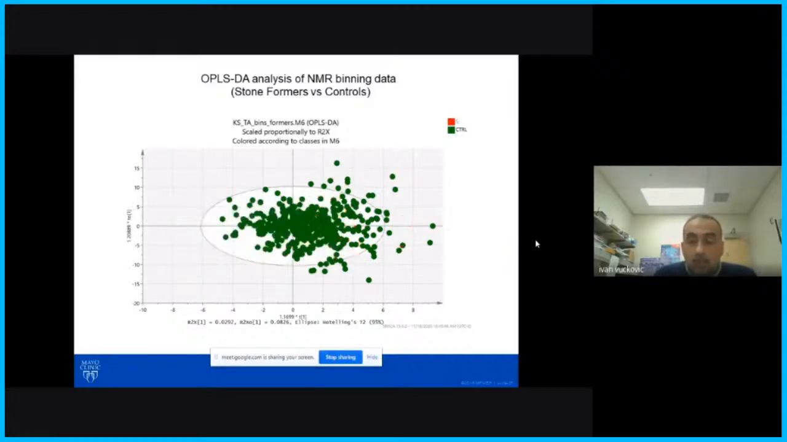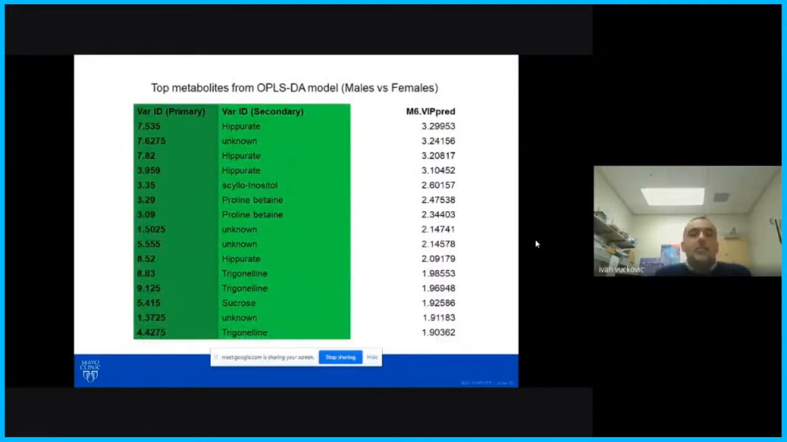From this model, we can extract those bins that are responsible for separation between these two groups. And as I mentioned before, we can immediately associate these bins with metabolites, because we defined these bins to fit the peaks of specific metabolites in the NMR spectrum. You can see that a couple of names show up more than once. I hope that doesn't confuse you, because one compound can have multiple peaks in NMR, and if one of them is significant, they should have high correlation with each other, and then the others should be significant as well.